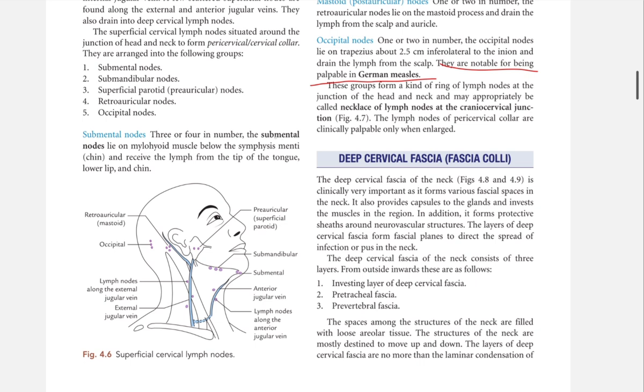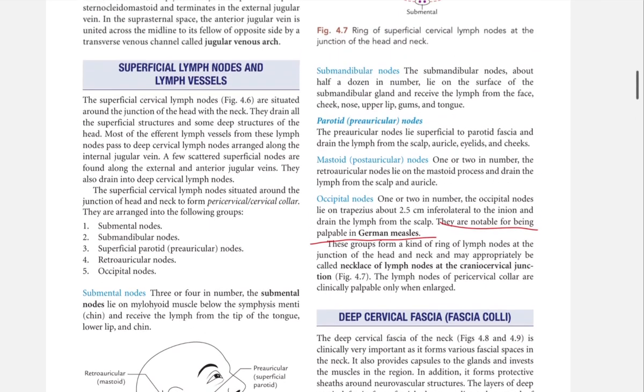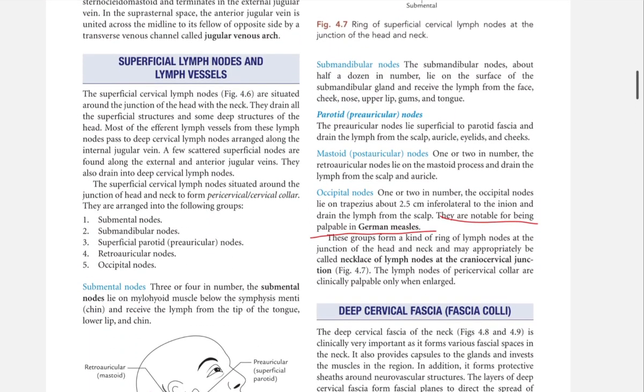Submental nodes, 3 or 4 in number. The submental nodes lie on mylohyoid muscle below the symphysis menti and receive the lymph from the tip of the tongue, lower lip and chin. Submandibular nodes, about half a dozen in number, lie on the surface of the submandibular gland and receive the lymph from the face, cheek, nose, upper lip, gums and tongue.